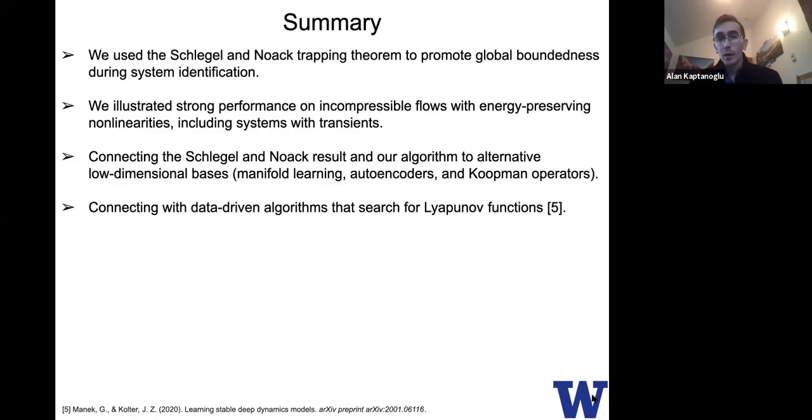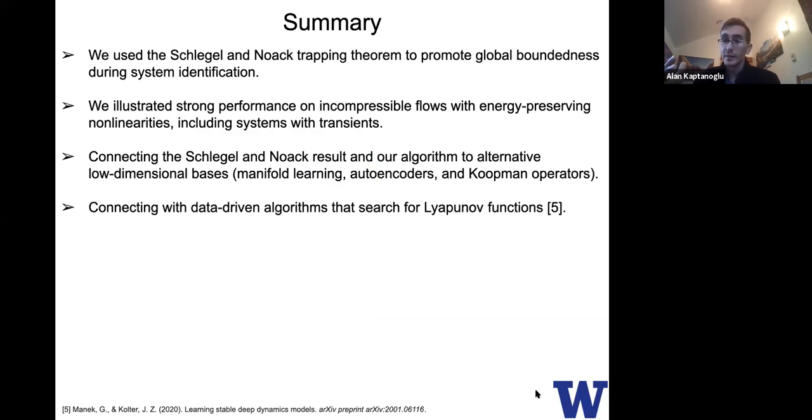To wrap up, we use the Schlegel-Nowak trapping theorem to promote global boundedness during system identification. We illustrated strong performance on incompressible flows with energy-preserving nonlinearities, including, importantly, systems with transients like the von Karman vortex street. There's a lot of future work to be done here, including connecting the Schlegel-Nowak result and our algorithm to alternative low-dimensional bases.